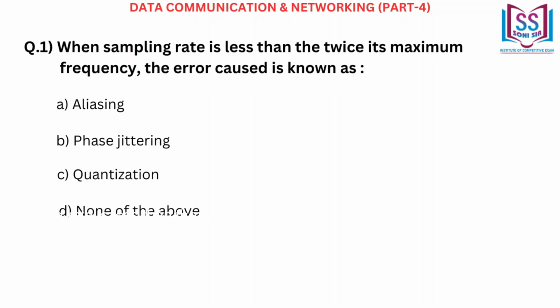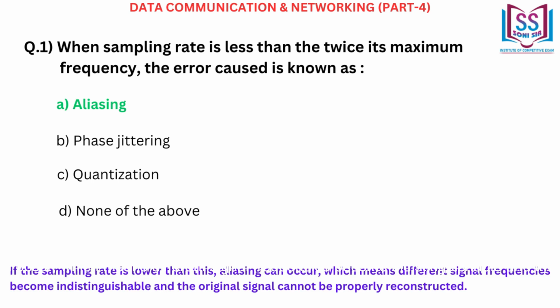When the sampling rate is less than twice its maximum frequency, the error caused is known as: A. Aliasing, B. Phase jittering, C. Quantization, D. None of the above. Correct answer A. Aliasing. If the sampling rate is lower than this, aliasing can occur, which means different signal frequencies become indistinguishable and the original signal cannot be properly reconstructed.